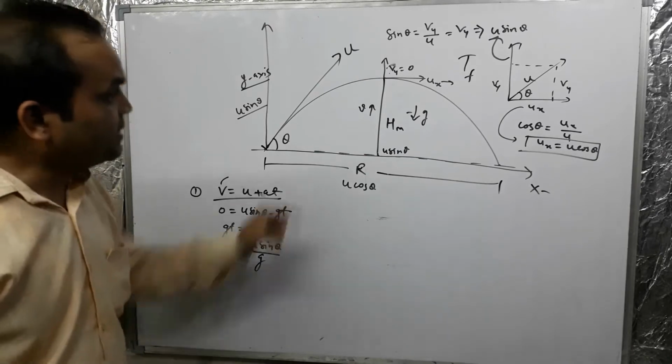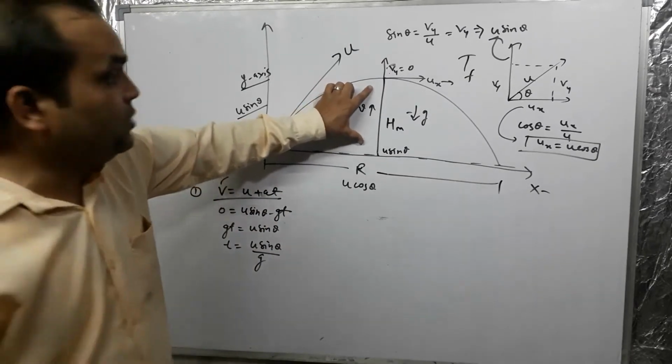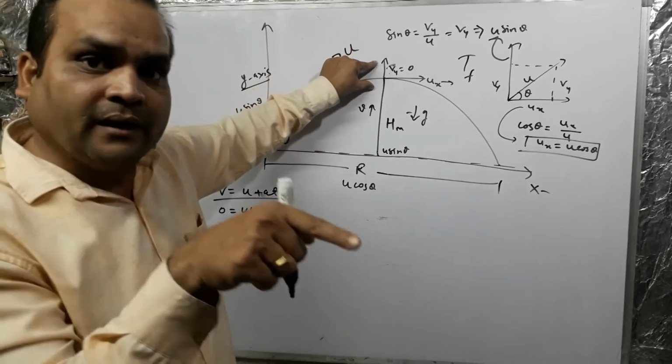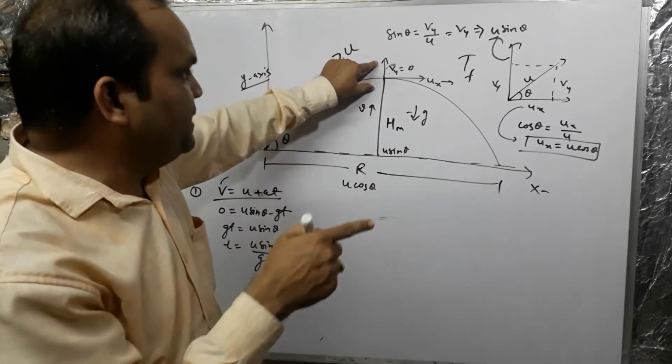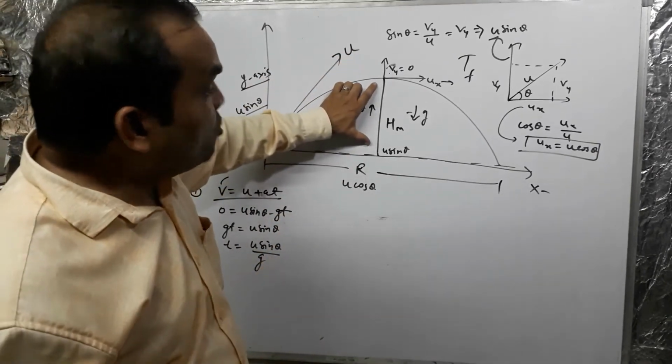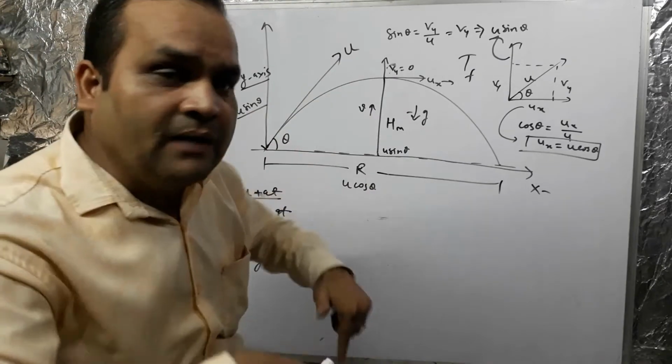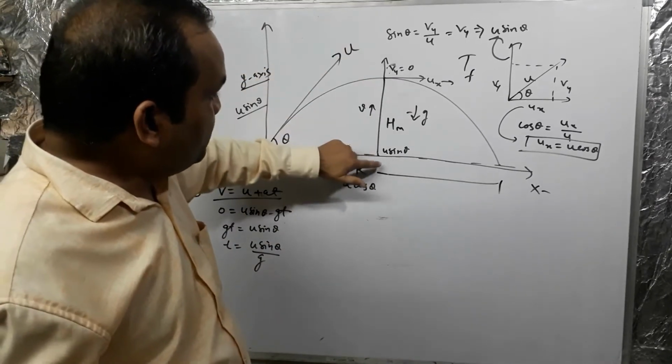So what is this? It is the time taken by the body to reach the peak, to reach the maximum height. So it is the time to go there, and again the time taken from top to bottom and bottom to top.